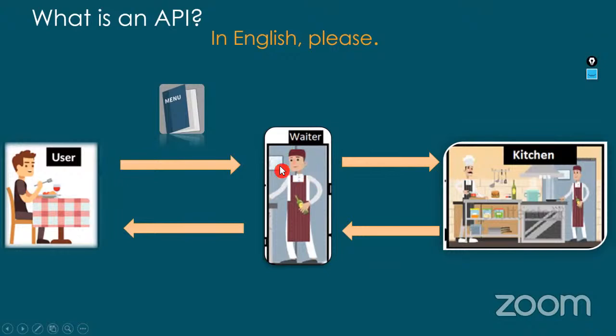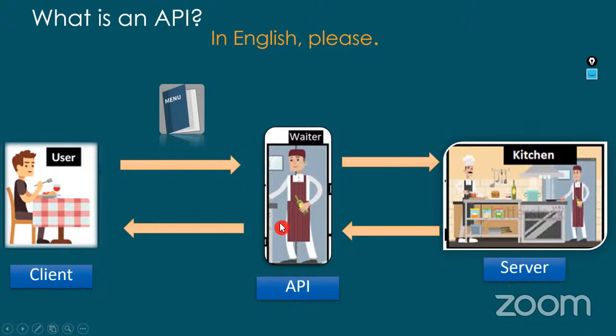Now you can see, this waiter acts as a mediator between one application and another application. It's the same thing. Let us assume this is one software program and this is another software program. Now I want communication between this software program and that software program. So in between there should be one mediator. That mediator you can call an API. So your API acts as a mediator between your client application and your server application.